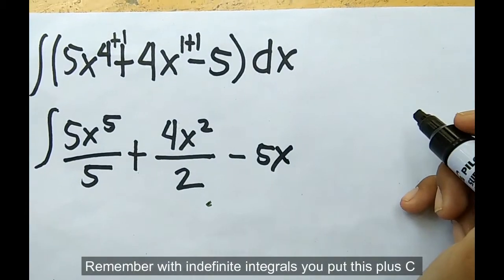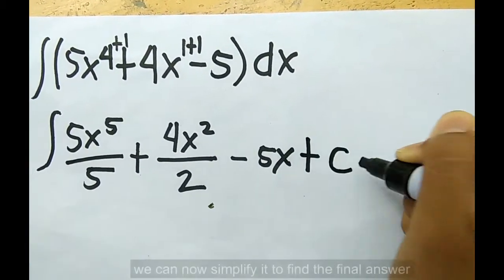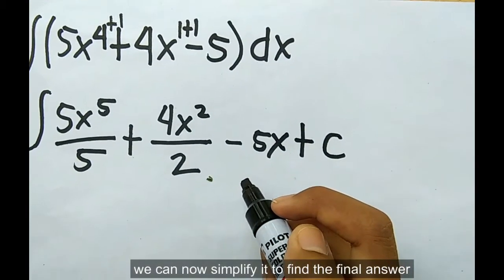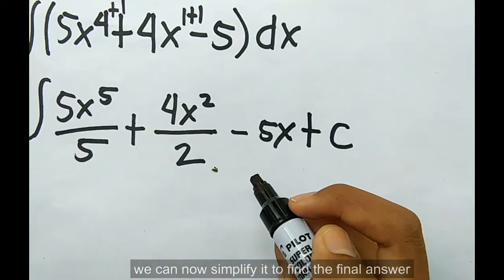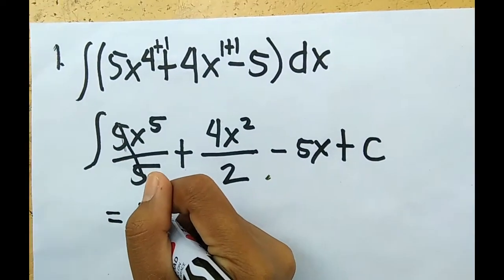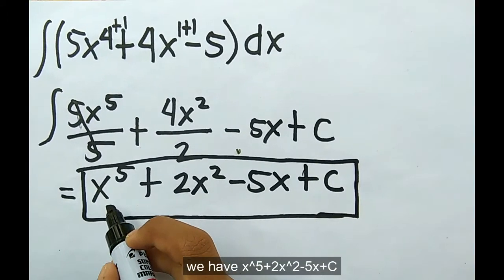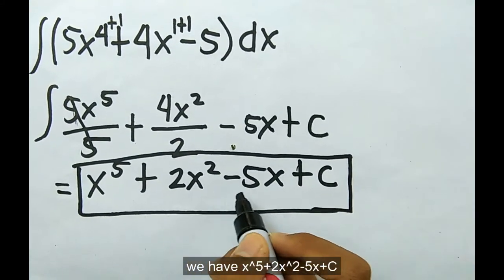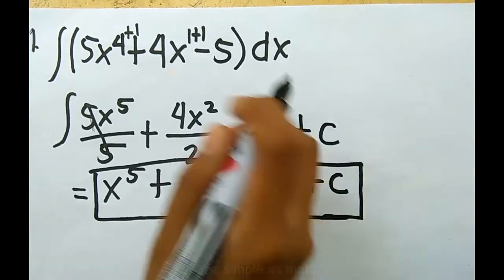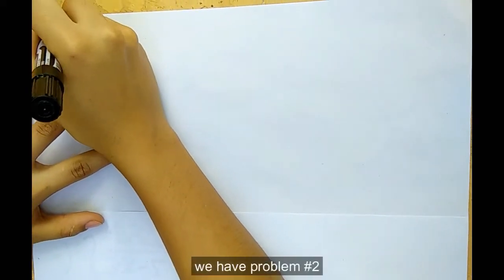Remember, with indefinite integrals, you put this plus c. We can now simplify to find the final answer. We have x raised to the 5th power plus 2x squared minus 5x plus c. As simple as that.